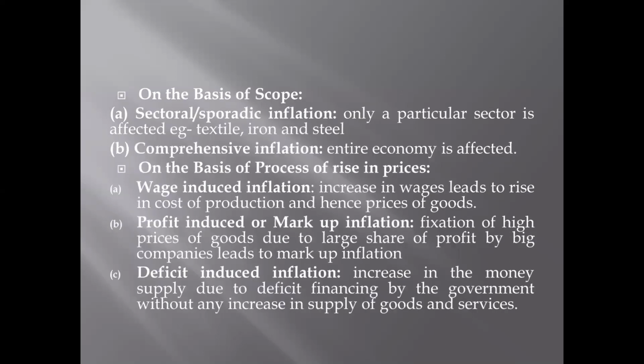On the basis of scope, sectoral inflation, when only one particular sector is affected, like we say there is inflation in the iron and steel industry, textile industry. Then is comprehensive inflation, when the whole of the economy is affected, not only a particular sector. Then on the basis of process of rise in prices, when the rise in prices is because of some processes, like wage induced inflation, when the workers want high wages and the labor trade unions have bargained, and now the increase in wages will lead to an increase in COP, meaning the ultimate price of the product will increase.